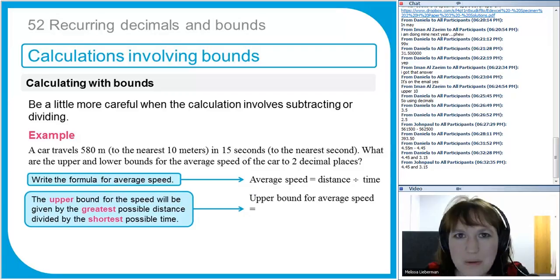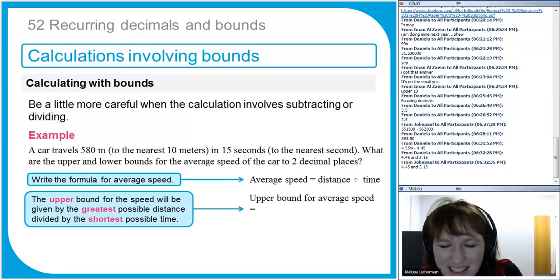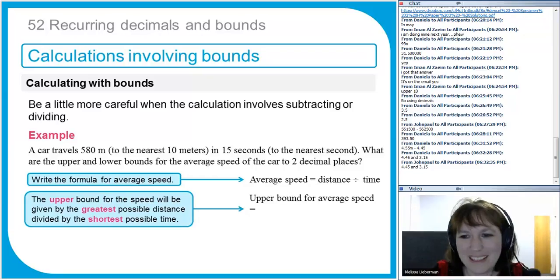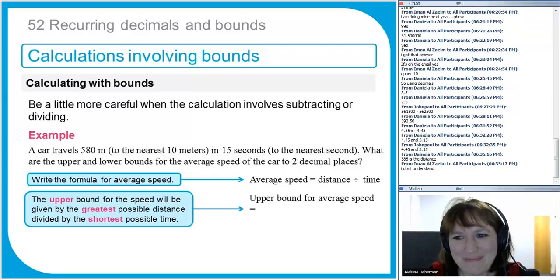Now, the upper bound for the average speed: what's the biggest possible value for the average speed? We need to divide the biggest possible distance by the shortest possible time to get the biggest possible speed. Does that make sense? Because the smaller the number we divide by, the bigger the result. This is why this is higher tier, because you have to think a little bit more carefully about it. When you divide by a big number, you're going to get a smaller result.